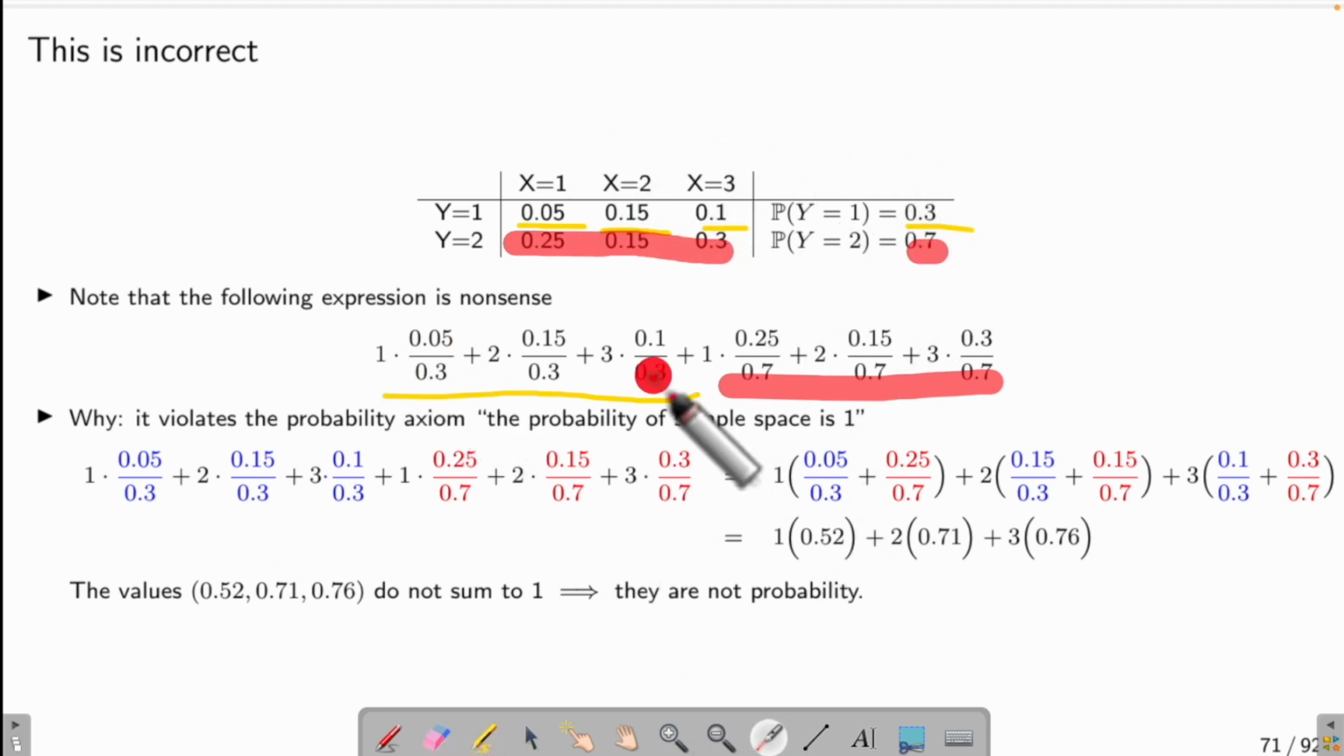So these yellow terms are the blue terms here. These red terms are the red terms here. And they share the same 1, 2, 3, 1, 2, 3. So I can perform factorization, right? Then I get this bracket, this bracket, this bracket. And then I compute their value. It gives me these 3 numbers. Here's the thing. What's expected value? Expected value is the value x multiplied by the probability p(x). So if these three brackets are the probability, they should sum to 1. But these three numbers do not sum to 1. They do not represent probability. So therefore, this expression is wrong.